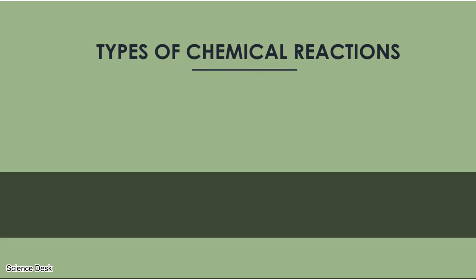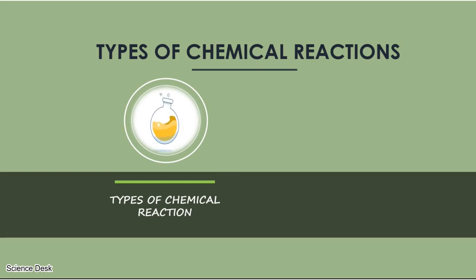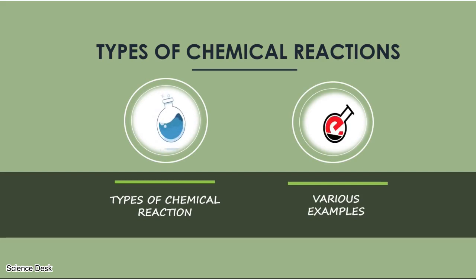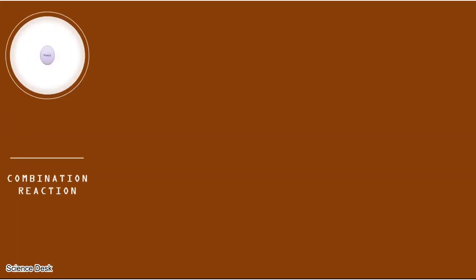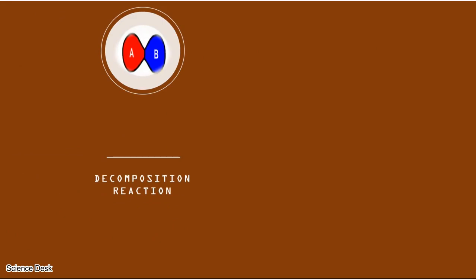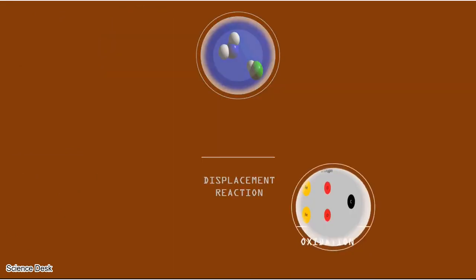In today's video, we shall see about the types of chemical reactions. If you have any doubts on what chemical reaction is all about, please check the video about chemical reaction in the description below to know in detail. Now we will see in this video about the different types of chemical reaction and few examples for each. Now we will start this video by naming what are those types. First is the combination reaction, decomposition reaction, displacement reaction, oxidation and reduction.